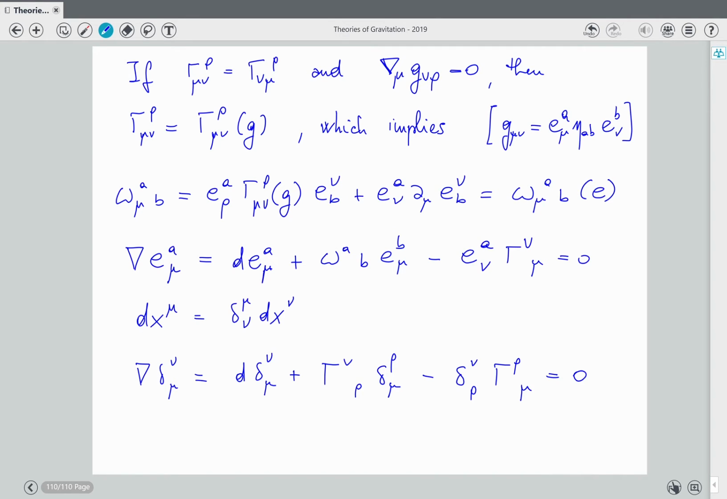So normally this is just the fact that the covariant derivative of the delta tensor has to be 0 because it's an invariant. When you really change the basis, then you just have a relation between the two connections in different bases.